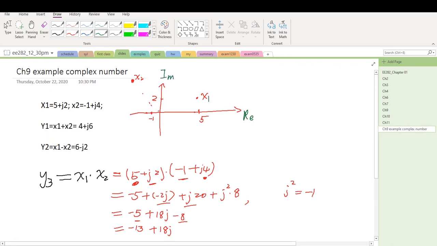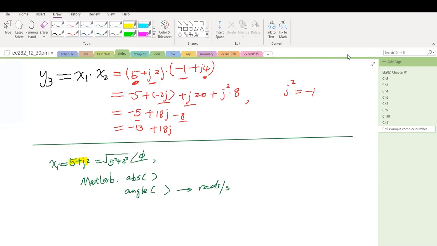For x1, the real part is 5, the imaginary part is 2. This is x1, and this is the magnitude r1, and this should be phi1. Okay, and x2, the real part is minus 1, and j4 is somewhere here. So this will be x2 here, and this is where x2 is.